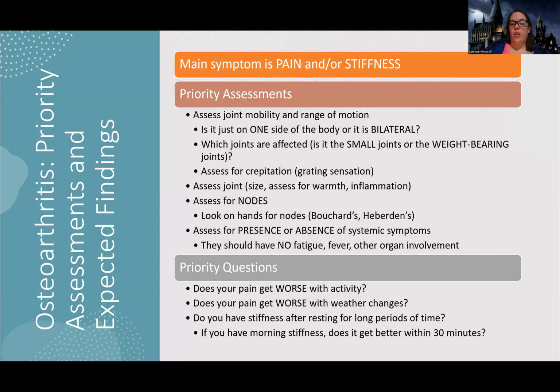So other questions you might want to ask: does your pain get worse with activity? Something else that's specific to arthritis is, does your pain get worse with weather changes? We call them barometric changes, I'm pretty sure that's the word for it. A lot of times people will say, hey, I know a storm's coming because my knee is hurting.